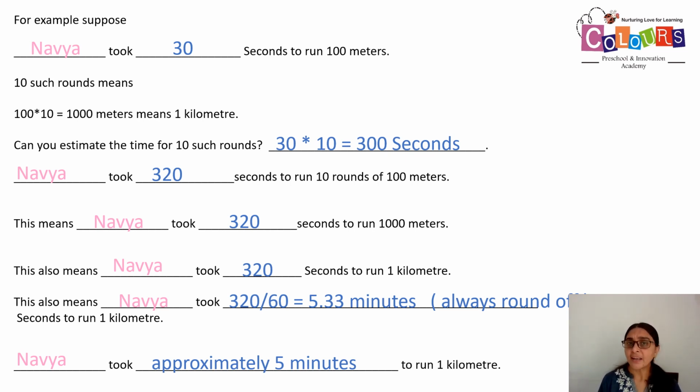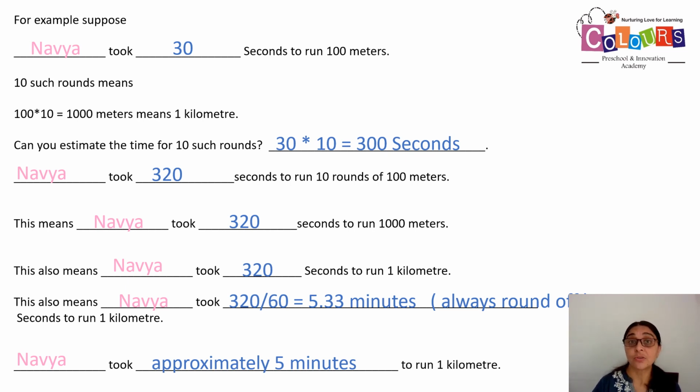So now can your child estimate that in 30 seconds, if the child took one round, that means 100 meters, then 10 rounds, 1,000 meters or 1 kilometer, in how much time the child will complete? So write your estimated answer here. In Navya's case, she took 30 seconds to complete one round and she will take 300 seconds to complete 10 such rounds. That means 300 seconds to complete 1 kilometer.